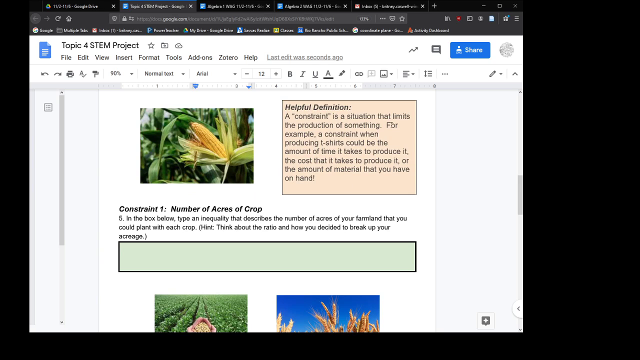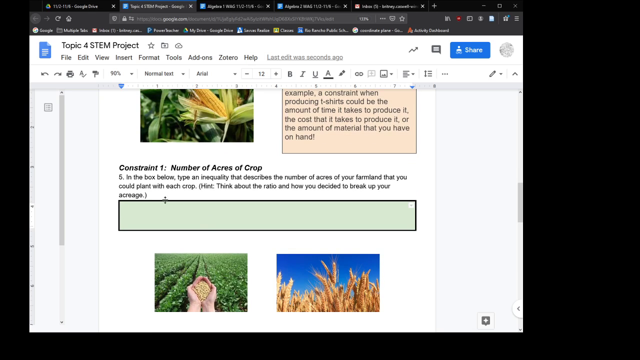Alright, now I did put a helpful definition here about what a constraint is. That's just so that you know some of the vocabulary that's on this sheet. Now here, you're going to be typing something in the box below, and it says it's an inequality that describes the number of acres of your farmland that you could plant with each crop. So you're going to have a single inequality, and it's probably going to look like a number times x plus a number times y is less than or equal to 100. Something like that.